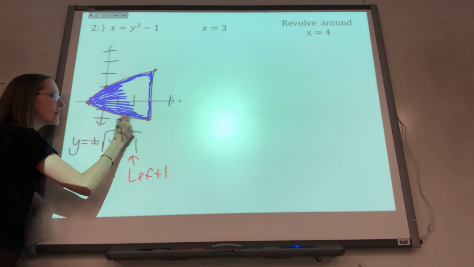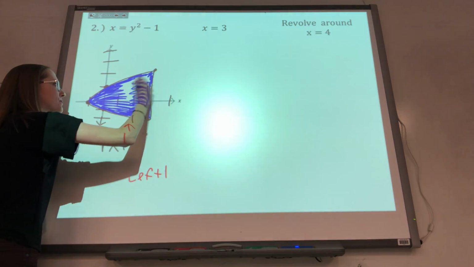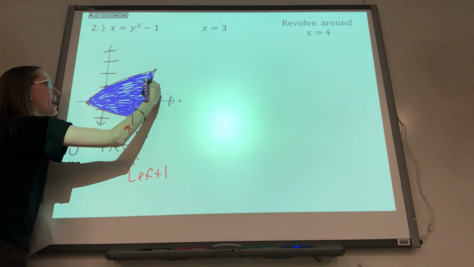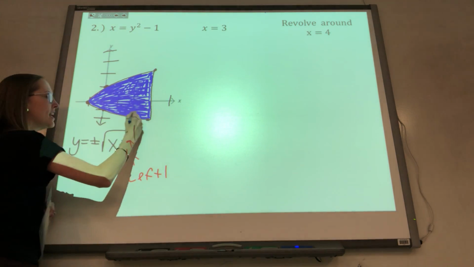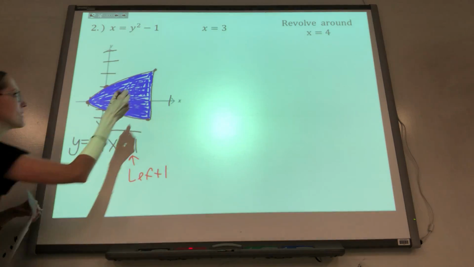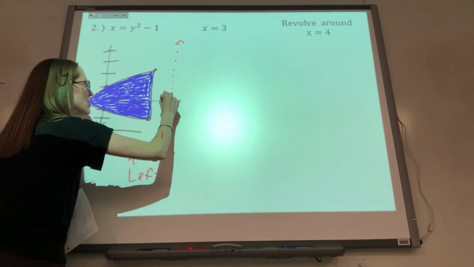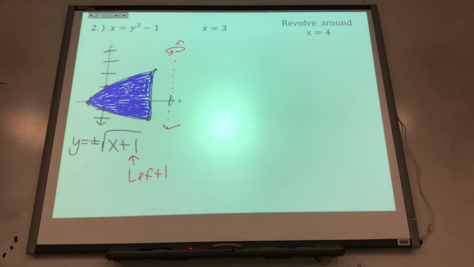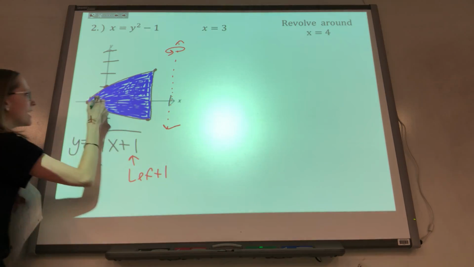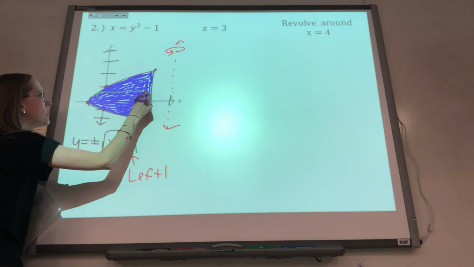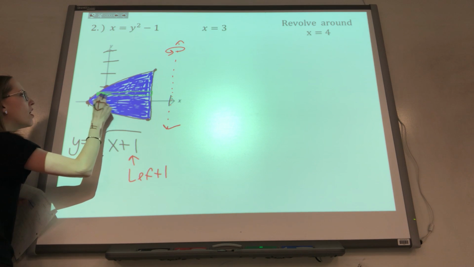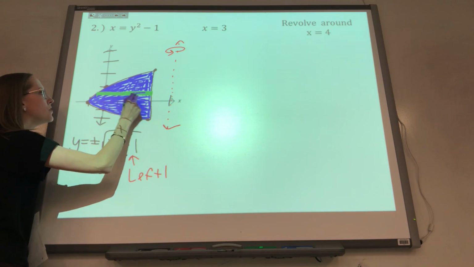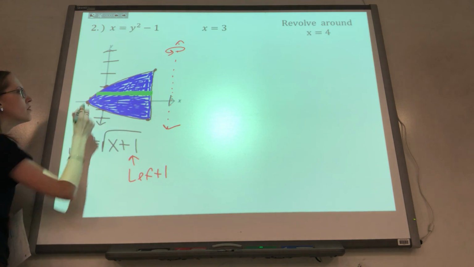Now, coloring quickly here, once I get my axis of revolution drawn, I'll put my rectangle, and then I'll know where to put my rectangle. x equals 4. There's the axis of revolution. So again, the rectangle, wherever you put it, needs to be on its side. It has to be perpendicular to the axis of revolution.